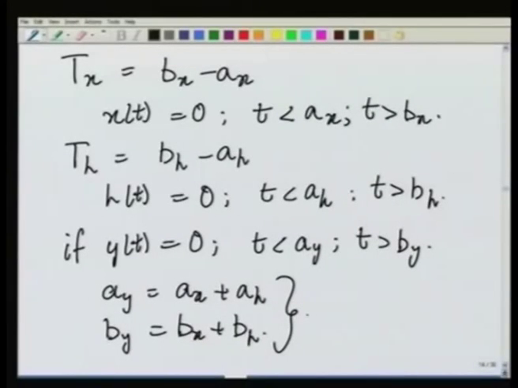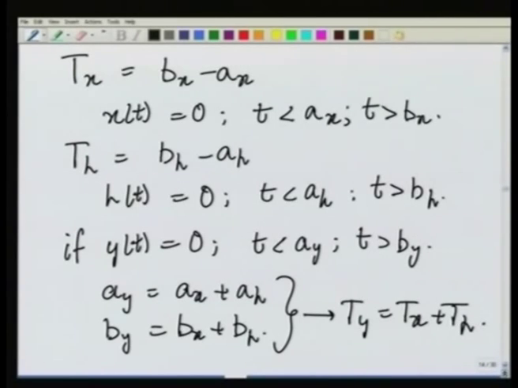It's simply that Ay equals Ax plus Ah, and By equals Bx plus Bh. In fact, you will immediately see that this is what leads us to conclude that Ty equals Tx plus Th.